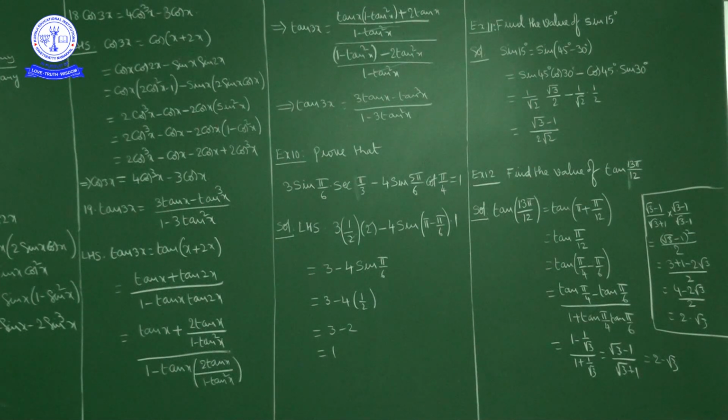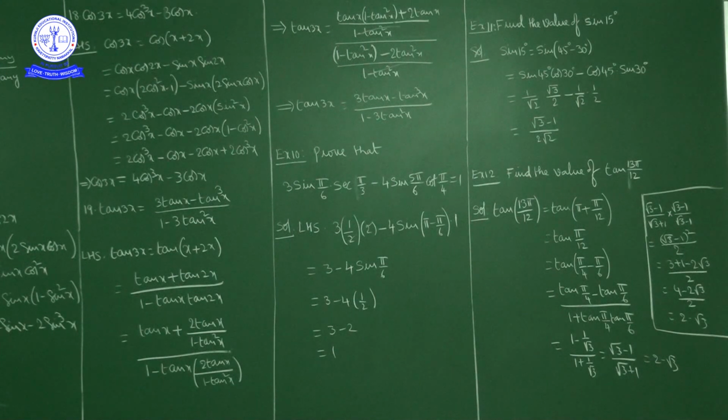3 minus 4 into cot pi by 4. Tan pi by 4 value and cot pi by 4 value are both equal to 1. So 4 into 1 into sin 5 pi by 6, whose value we have to find. Sin 5 pi by 6.